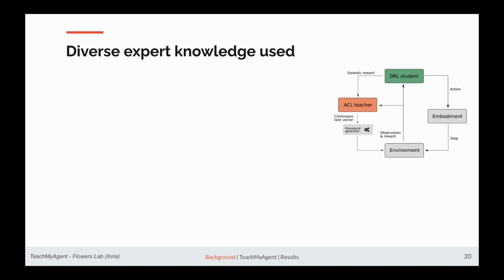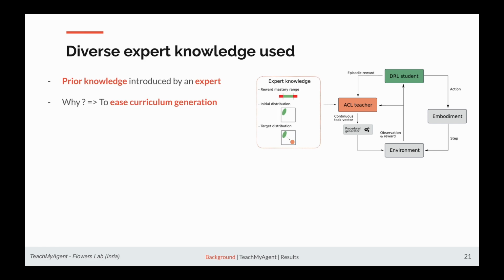But in some ACL methods, we can or we need to give to the method some prior knowledge beforehand, simply to help it design the curriculum. So among the methods we've introduced before, we identified three kinds of expert knowledge. The first one is what we call initial task distribution.